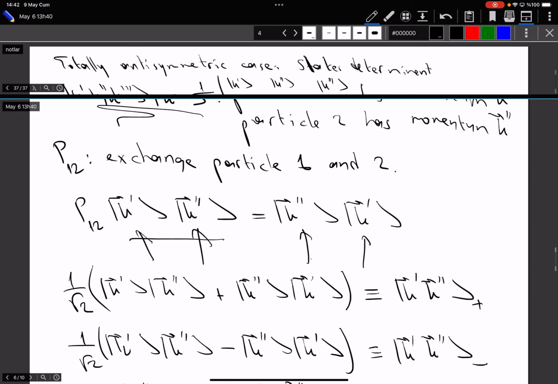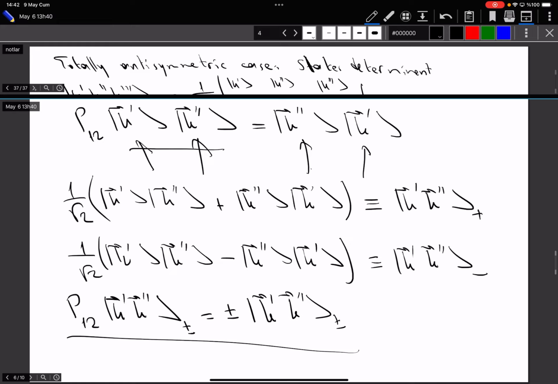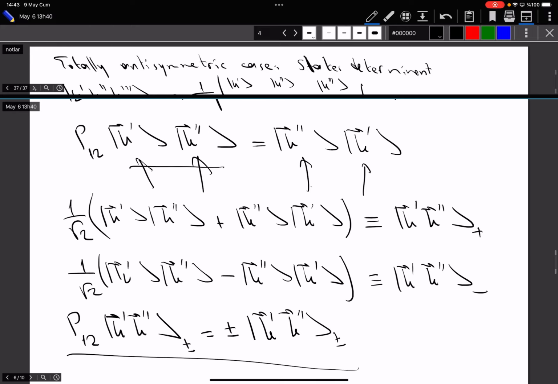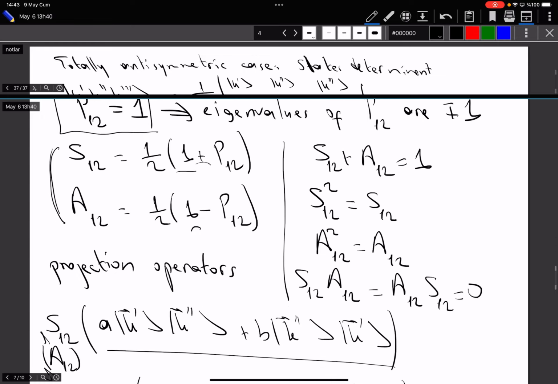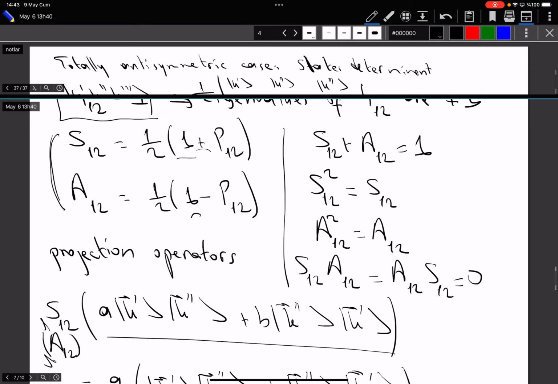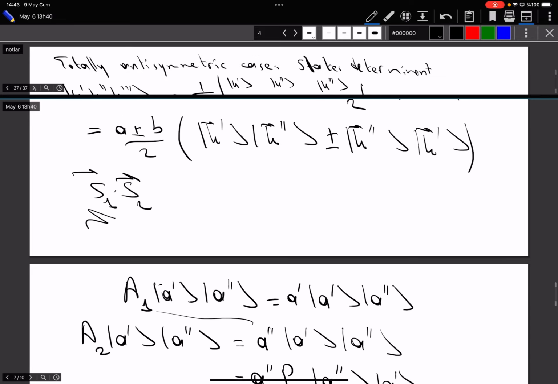Now the exchange operator exchanges particle 1 and 2, so that if you apply it on this k prime, k double prime, now the first particle has momentum k double prime, and the second particle has momentum k prime. This will be the terminology we will be using. And now we said that we can define the eigenstates of this exchange operator. This exchange operator commutes with the Hamiltonian.